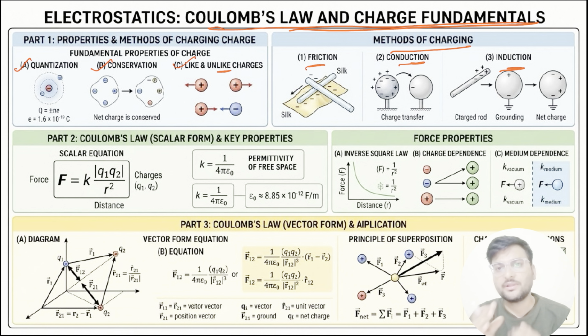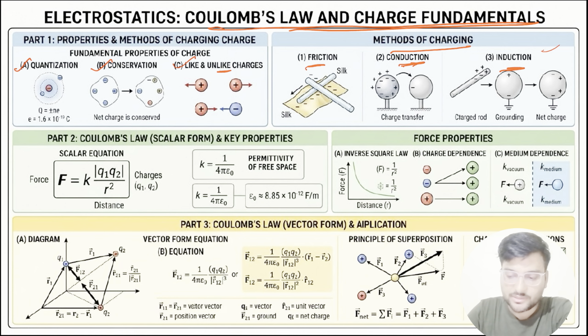In the friction method, when we rub two bodies, suppose a silk cloth and an ebonite rod, charge is transferred from one body to another. In the conduction method, when a charged body and an uncharged body are in contact, charge is transferred to the uncharged body until both charges are the same. In the induction process, the charged and uncharged bodies are brought very near to each other, and charge is transferred until both charges are the same.